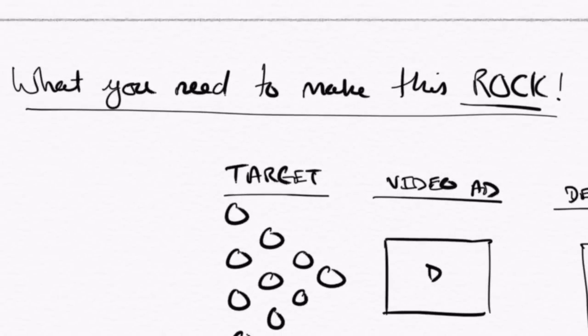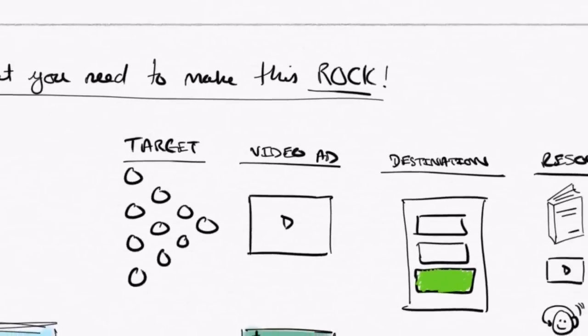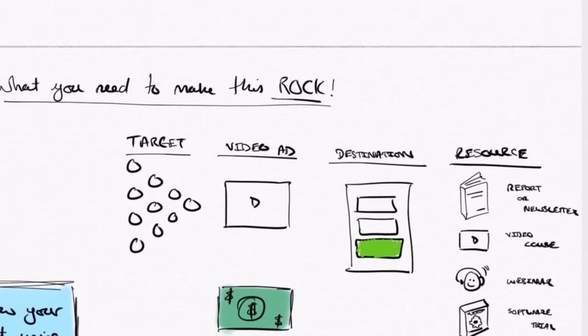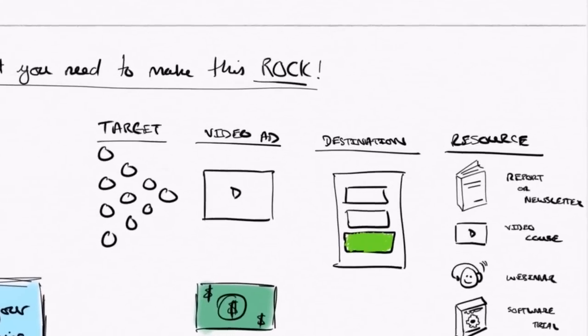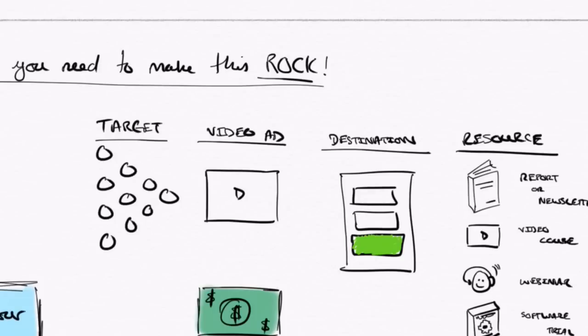So what do you need to make this really rock for you? Well, I think there are a few ingredients that you need to make this work. So we're going to talk about this now and see how it all fits together. Well, the first thing that you need here is the right target audience. You get the target wrong, and then nothing else really matters.